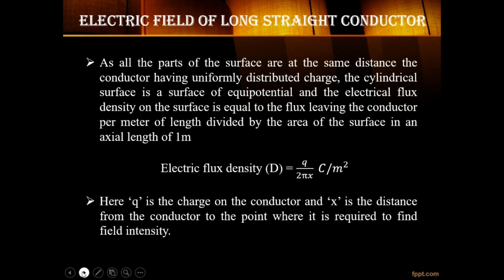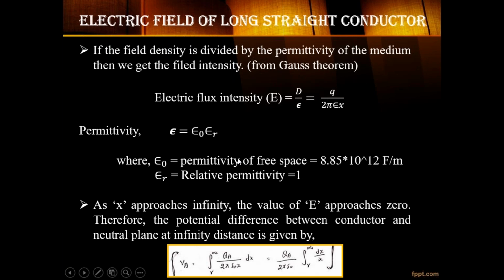Now we will find the electrical field intensity. If the flux density is divided by the permittivity of the medium, then we will get the electrical field intensity, denoted by E, and it is given by capital D divided by epsilon. Already we found the D value, right? D is Q divided by 2 pi x. Now if you substitute here, you will get Q divided by 2 pi epsilon x. So here epsilon is the permittivity, and it can be written as mu naught into mu r.